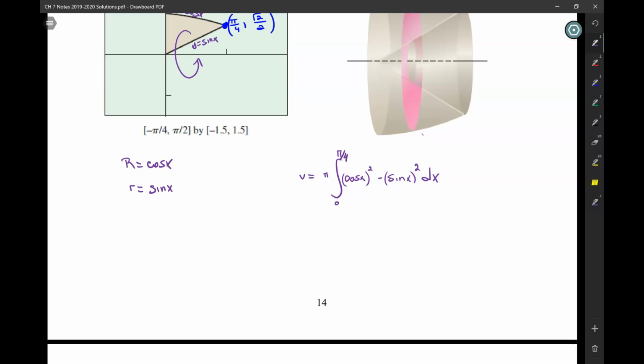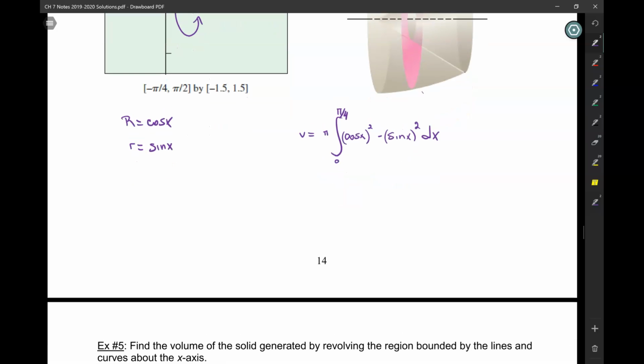The bottom part, it says from negative pi over 4 to pi over 2 by negative 1.5. What is that? That's just the window. That's just this window. But we still have to figure out the bounds ourselves, by figuring out where the two equations are equal to each other. Okay. So when you integrate all this, we get pi over 2.